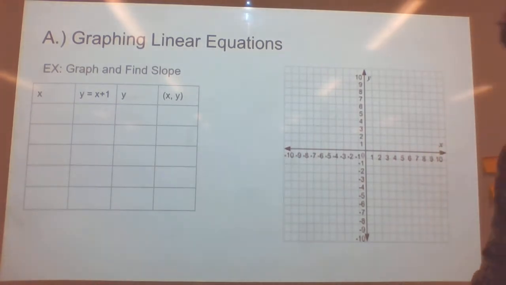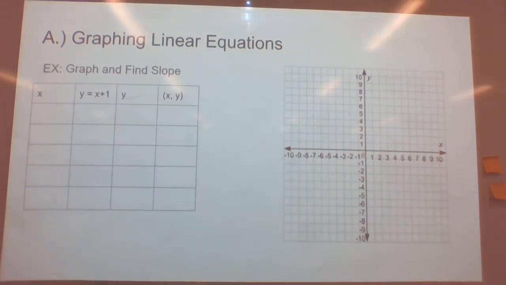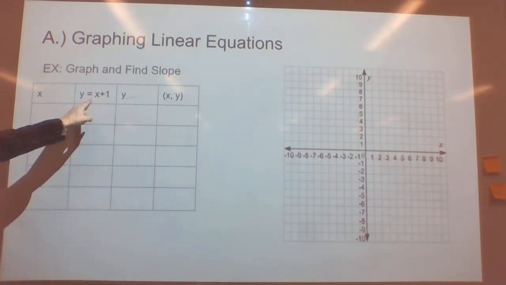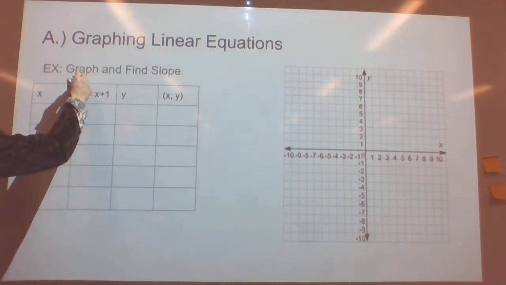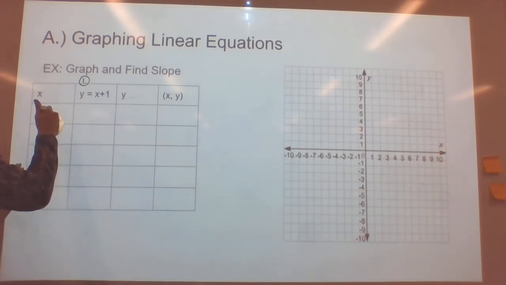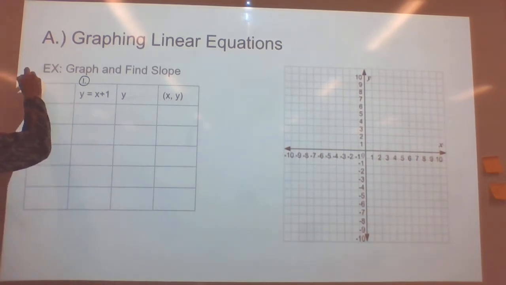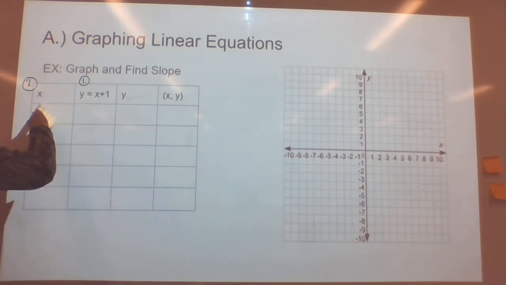So what we have here is an equation, and our goal is to graph it on a 2D plane, the XY plane. We're going to do this in steps. Step one is to use this equation. Step two is to plug in your x value.